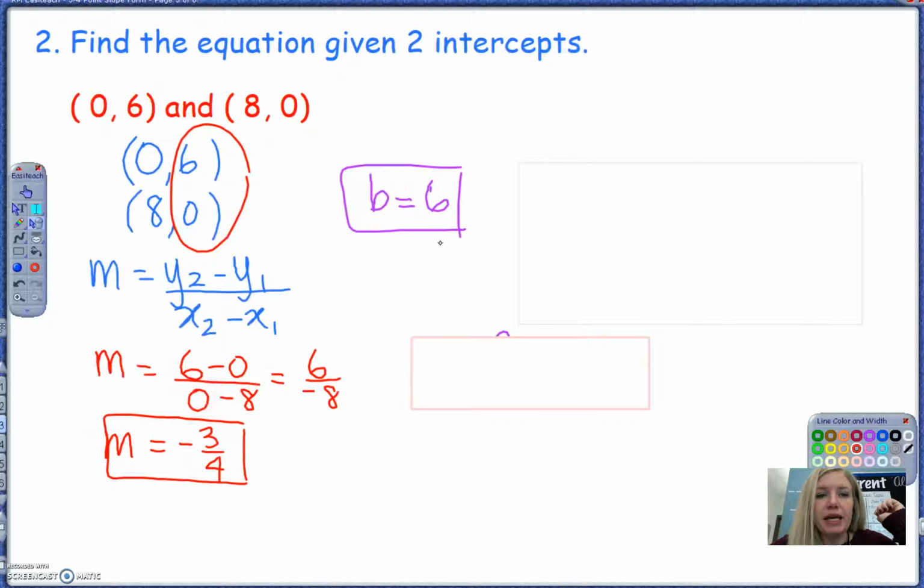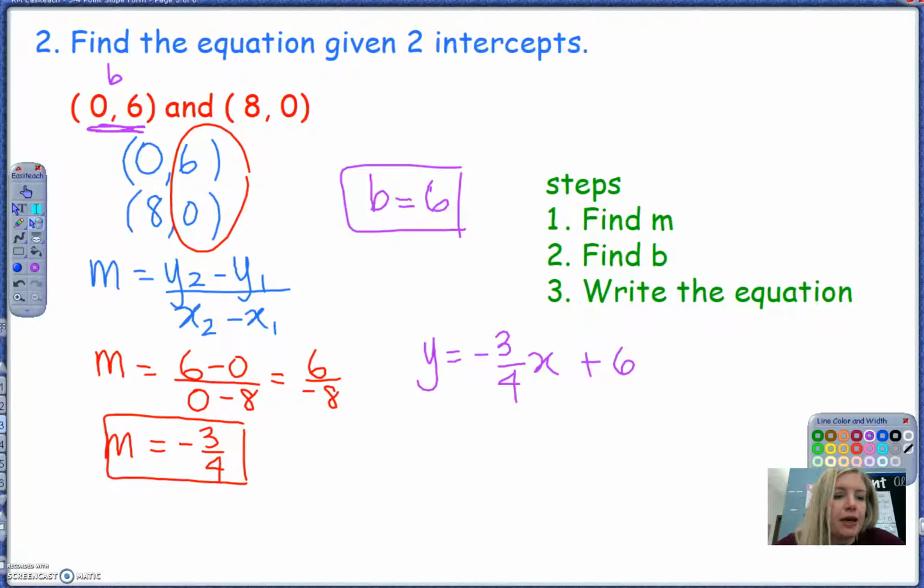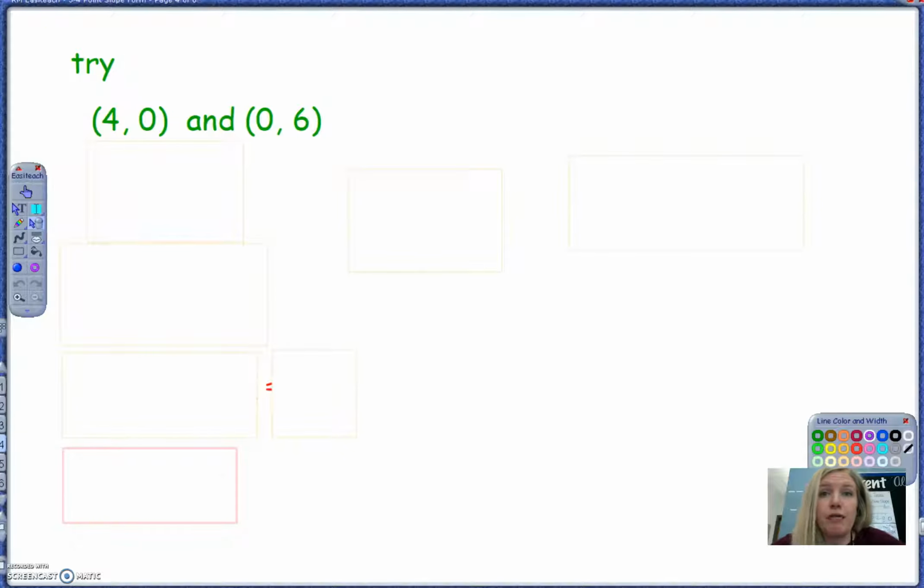Okay, our b, you should know that your b is when the x is 0 and your y-intercept is given, which is 0, 6. So right here, that's your b. You should know that that's your b because there's a 0 in your x spot and a number in your y spot. This other number here is given your x-intercept. So now I'm just writing down your steps in case you need them. You have find the m, find the b, write your equation, and our equation is y equals negative 3/4 x plus 6.